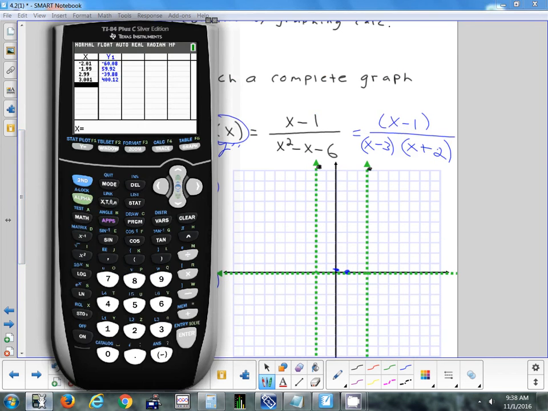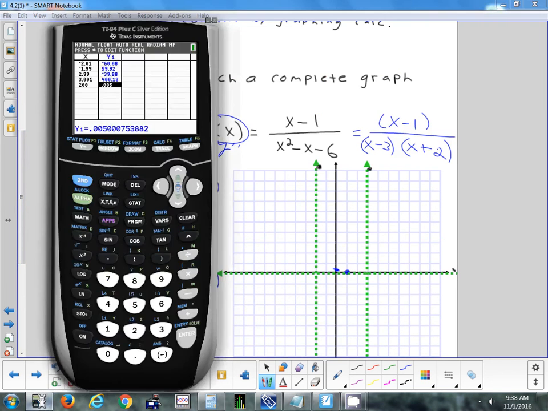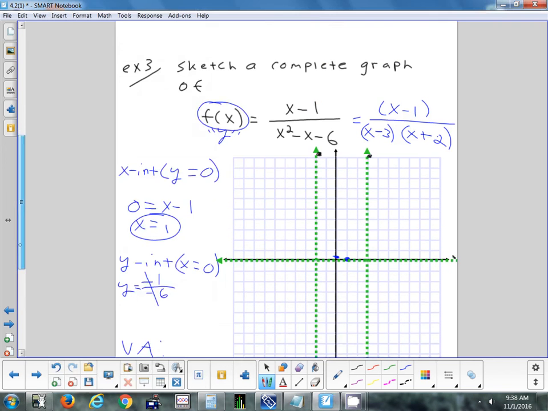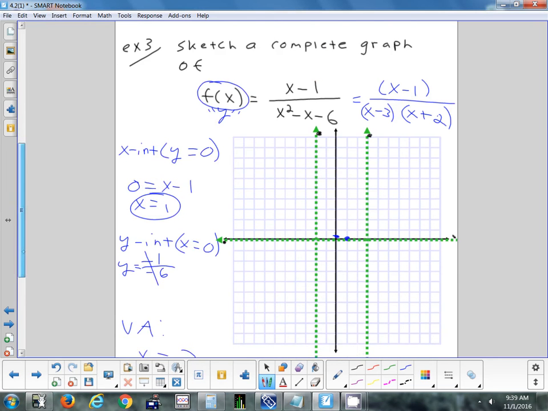Okay, and we already know the horizontal asymptote is at 0. So as x gets really big, my y value is going to get closer and closer and closer to 0. Heading to the right, it's going to be just barely a positive number. Heading to the left, it's still approaching 0, but this time it's a negative number. So just barely below 0.